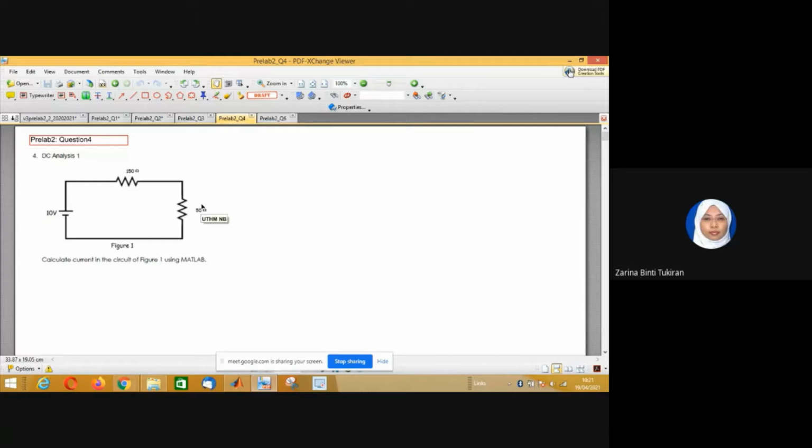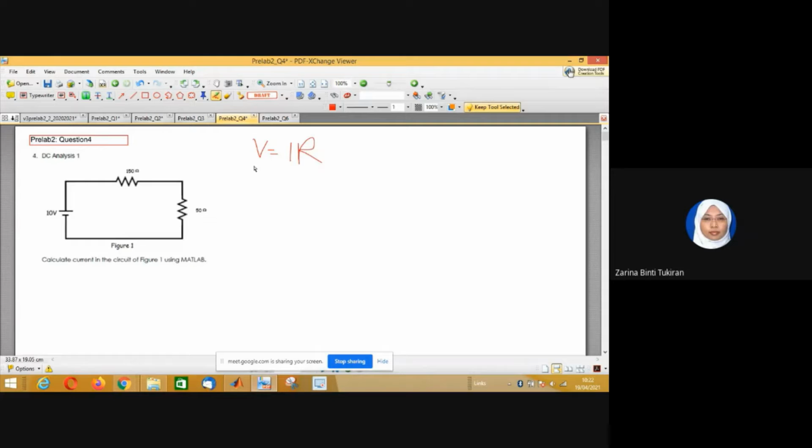In order for you to understand the requirement here, you need to put together all your knowledge about circuits from Electronic Circuit 1. This is the circuit given to you, and you need to get the current. So how do we get the current? What is the formula to get the current in the series circuit? V equals IR.